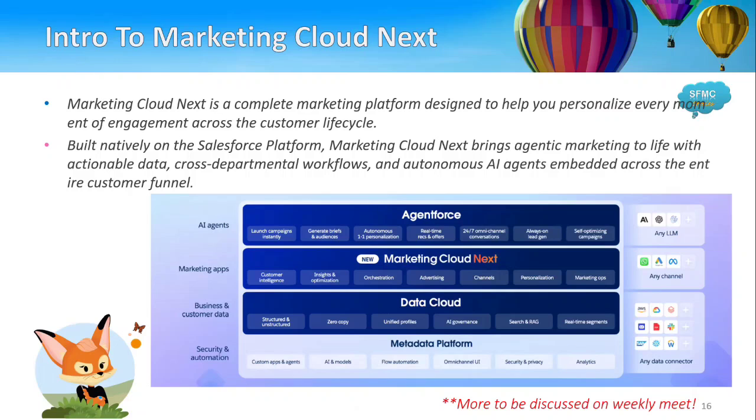Marketing Cloud Next brings agentic marketing. Whatever we discussed so far did not have a lot on agentic or Agentforce related. We were only discussing generative AI and predictive AI. But here in Marketing Cloud Next, we can see something known as agentic AI coming into the picture, which will help bring marketing to life with actionable data, cross-departmental workflow, and autonomous AI agents, everything working together. You can see the flow. This is an official flow given by Salesforce. Here you can see the metadata platform, security and automation, which is maintained by the metadata platform. On top of it, we have Data Cloud, with all the structured, unstructured, zero copy, everything within Data Cloud. And we have Marketing Cloud Next on top of Data Cloud, where you have all the marketing applications available.